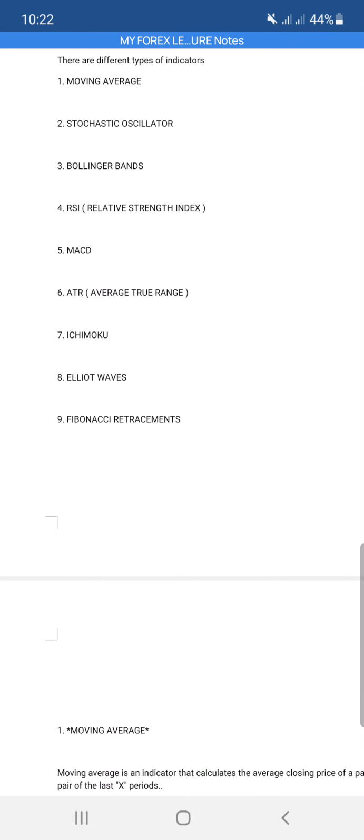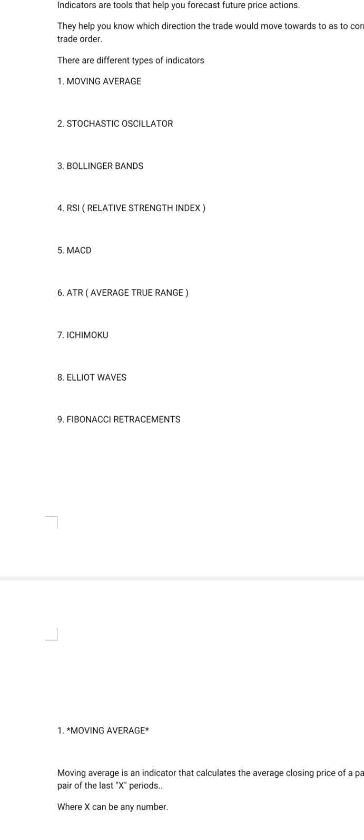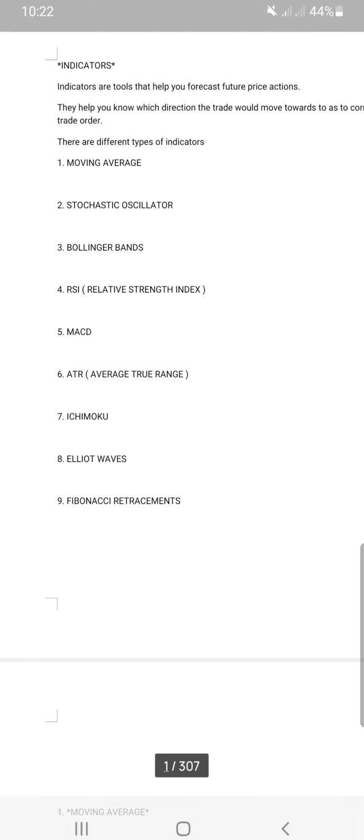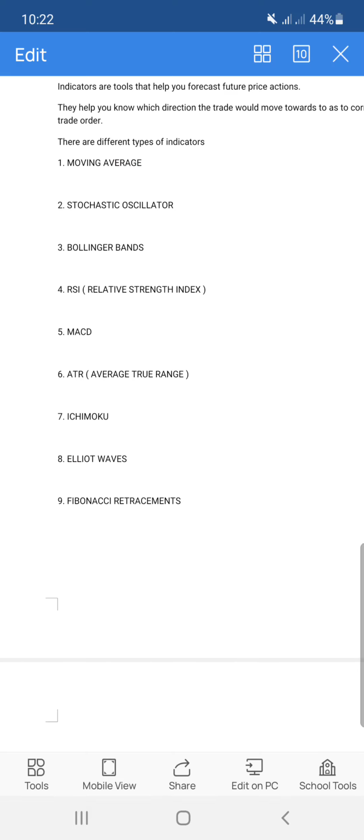In the last sessions we talked about the basics of forex trading, and in this session we'll be talking about the main things about trading forex. So the first thing we'll be talking about is moving average. In the last session we covered the different basics that will help you understand better trading from this particular level. So the first thing we'll be talking about is indicators.